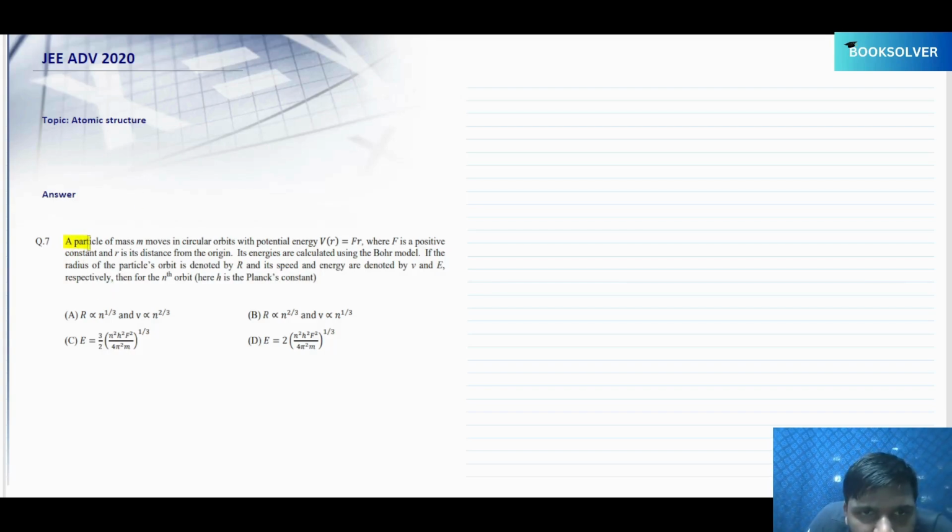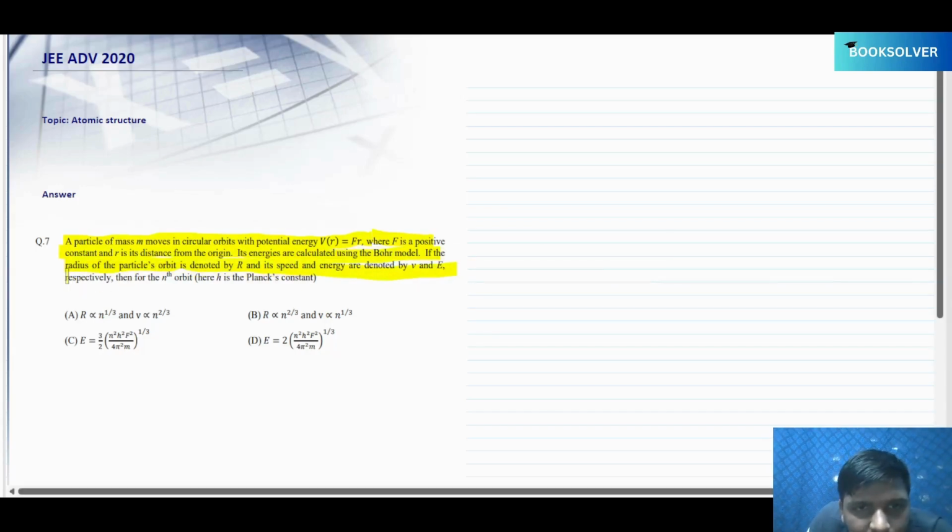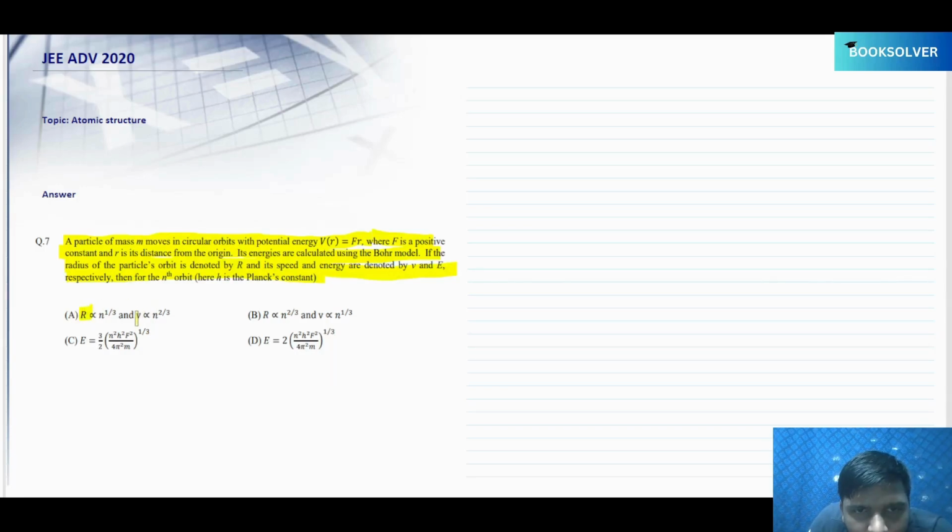We are given a particle of mass m which moves in circular orbits with potential energy V of r equal to F r, where F is a positive constant and r is its distance from the origin. Its energies are calculated using the Bohr model. If the radius of the particle's orbit is denoted by R_n, and h is Planck's constant, we have to tell what the radius is proportional to, what the velocity is proportional to, and what the energy is. To solve this, you must know what Bohr has actually given.